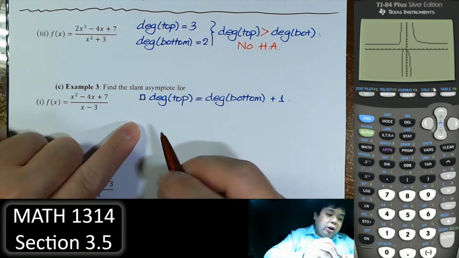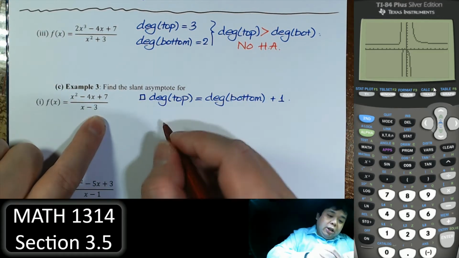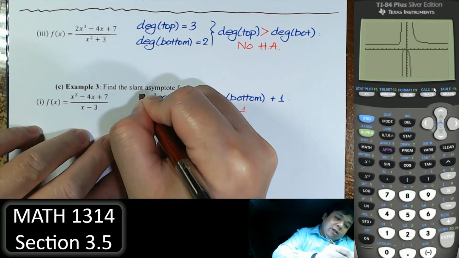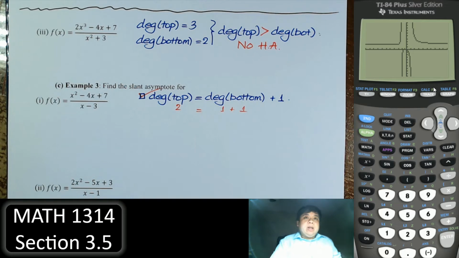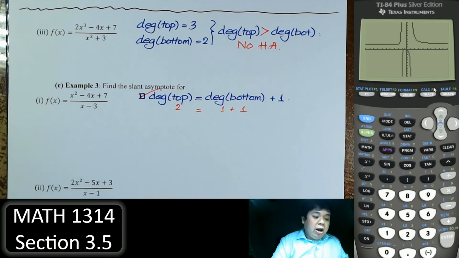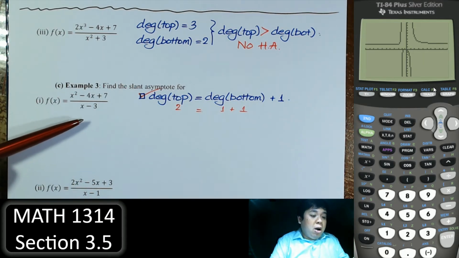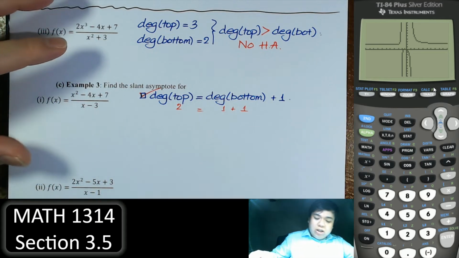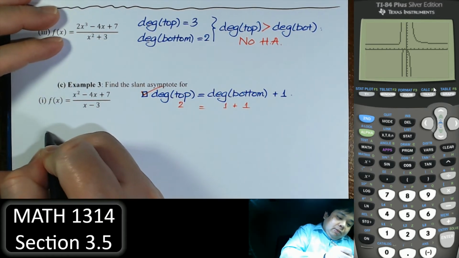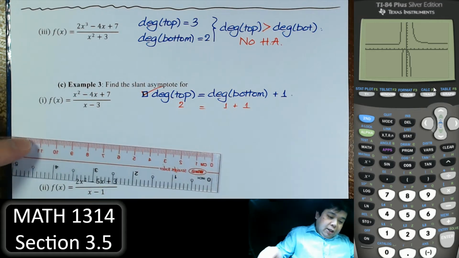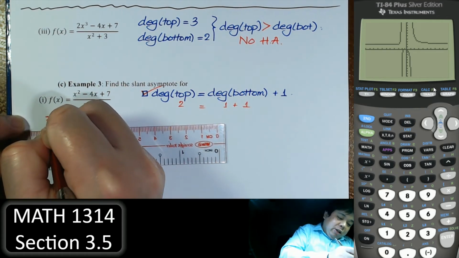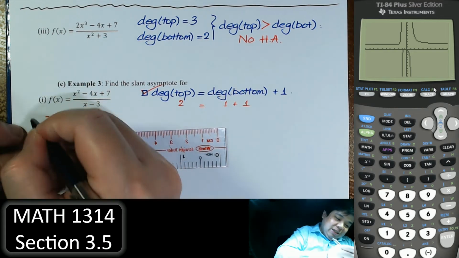Now degree on top is 2, degree at the bottom is 1. Yes, degree on top is 1 more than the bottom. So when that is the case, we just go ahead and divide them. So in this case, since we divide by the binomial degree 1, here we can just use synthetic division. Remember when we divide by x minus 3, actually the number is going to be 3 on that corner.